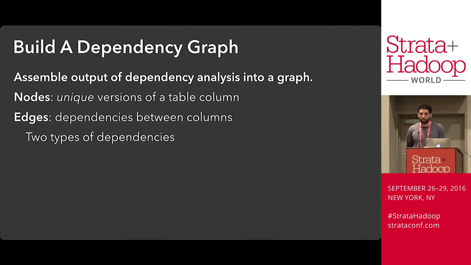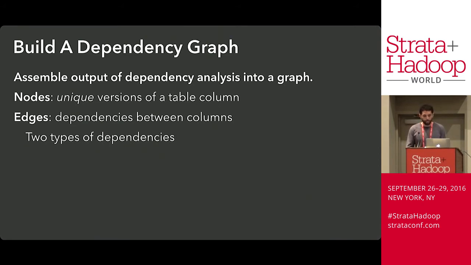So for the graph, we're going to have nodes and edges. The nodes are going to be unique versions of a table column. So what do I mean by this? Essentially, every time a table column is introduced, or a new metric is computed, that will become a node. And then we'll create a new node if that table column may have changed. For instance, the values were updated, or there was a filter applied that may have deleted some values from that column. That'll get a new node. And then we'll have edges anytime there's a dependency between nodes.